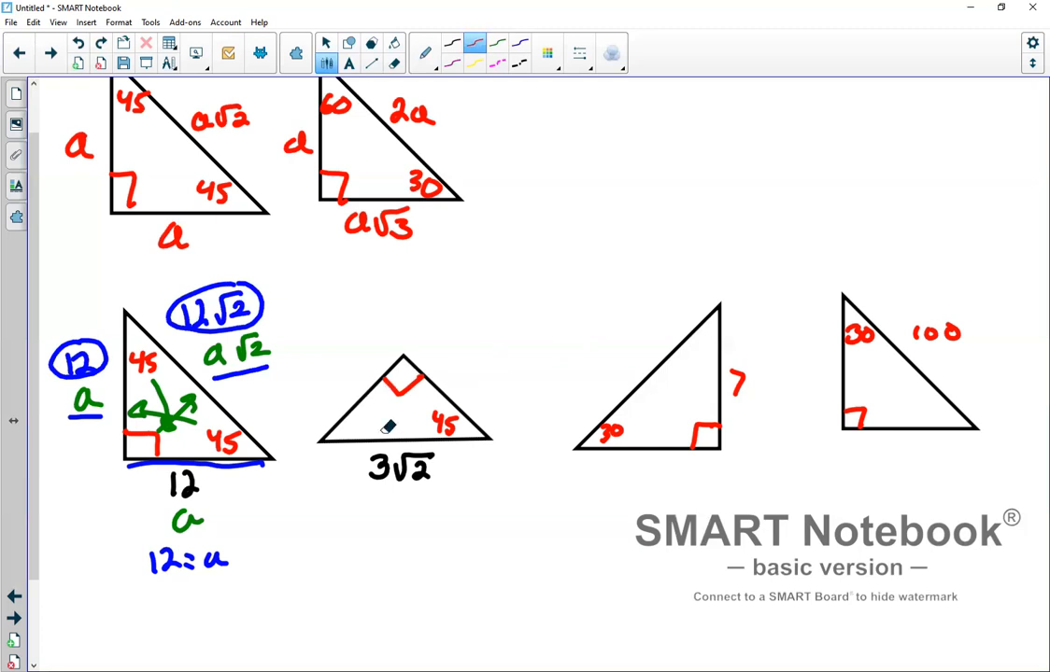Let's look at the next one. It's a little rotated. Right angle, 45. This one then must be 45 also. Let's identify what our sides are. Across the 45s are A's, and across the hypotenuse is A root 2.